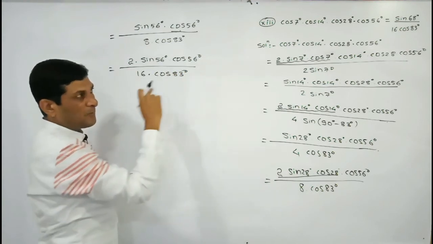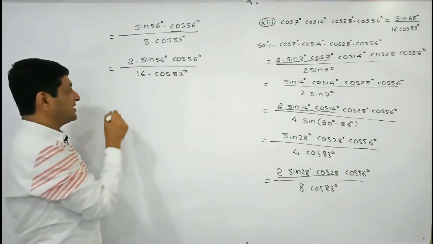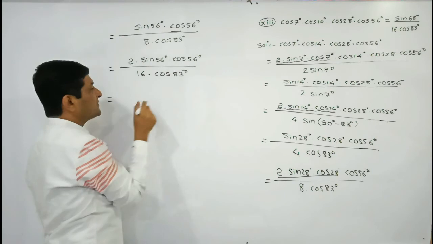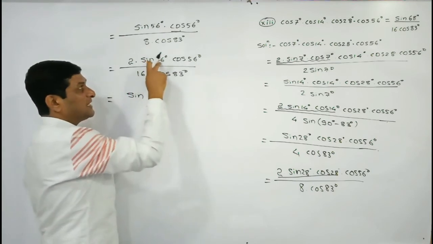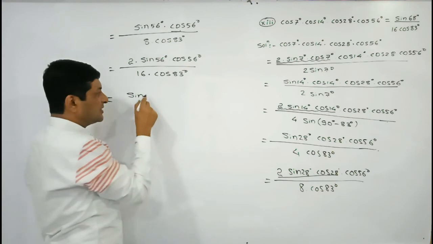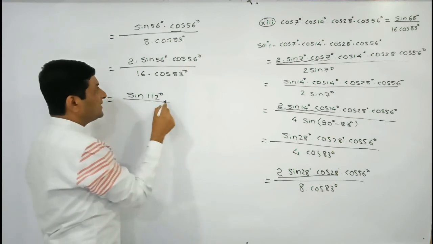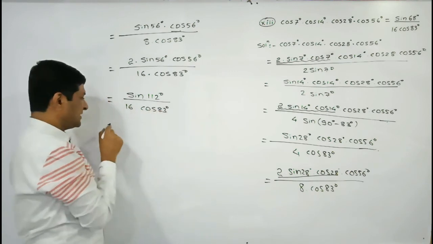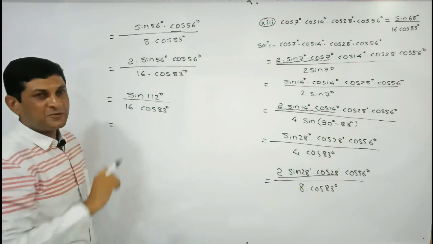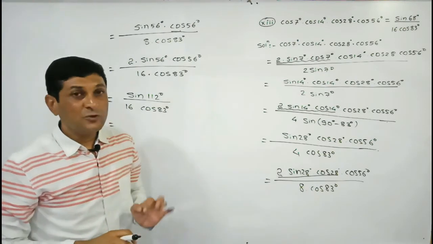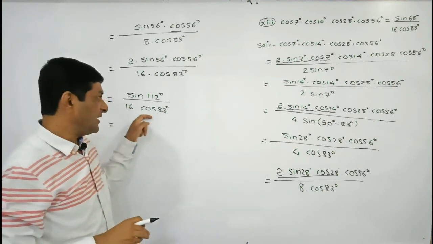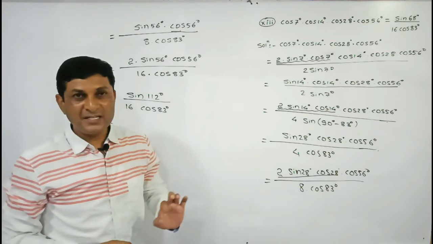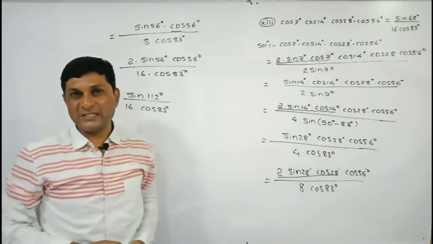So in this way we have got our required denominator from the result, which is equal to, now observe the numerator very carefully, 2 sin theta into cos theta will be sin 2 theta. Theta is 56, so its twice will be equal to what? 112 degrees. In the denominator, 16 into cos 83, keep it as it is. Now we have got the denominator according to our required result, but what is the numerator? The numerator is sin 68 degrees. So now we have to simplify this sin 112 degrees to get what? Sin 68 degrees in the numerator.